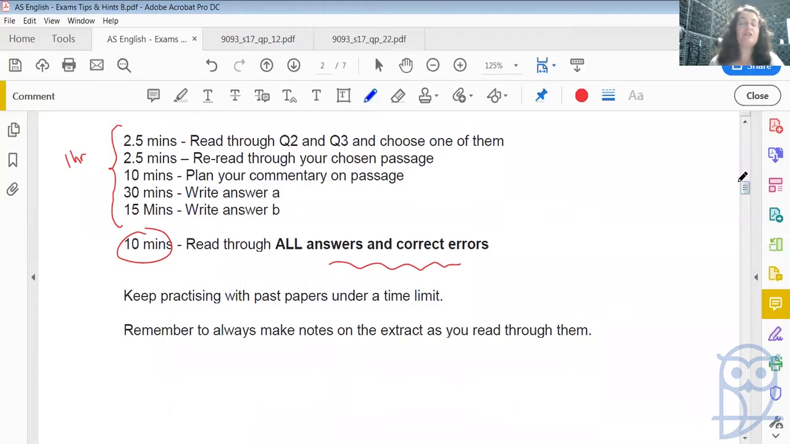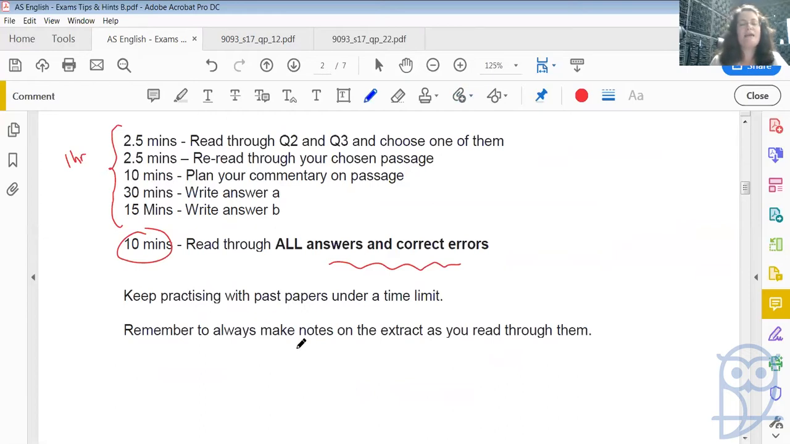Now, a good thing to do before the exam is to keep practicing with past papers under a time limit. Time yourself. Can you keep to these rough times? Put it into practice. Maybe you won't be writing for 30 minutes. Maybe you'll only be writing for 25 minutes for your section A. So you get to know how you succeed when you practice these papers, and then that will help you get a better feel for the timing that you're going to have to keep to in the exam.